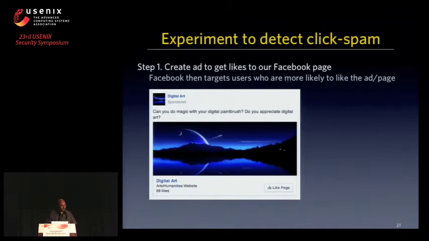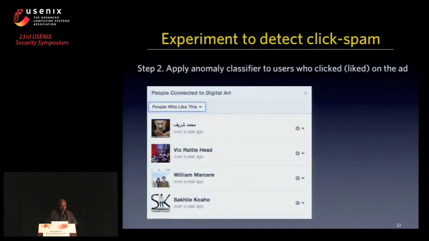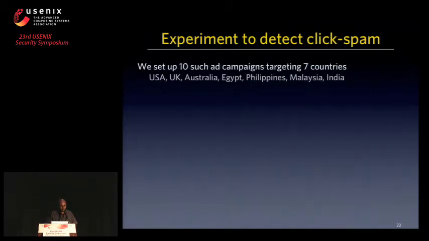First, we create an ad to get likes to a Facebook page under our control. Then Facebook will target users who are more likely to like the ad, or in this case, click the ad, and forward them to our page. Then we apply our anomaly classifier to the like activity behavior of these users who clicked like on the ad. We set up 10 such ad campaigns targeting over 7 countries.